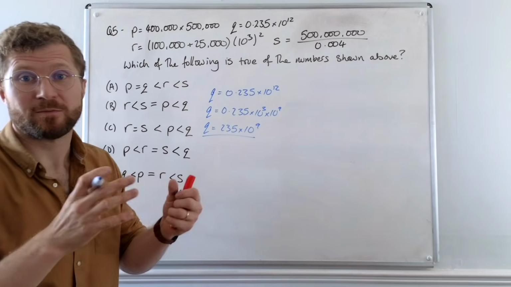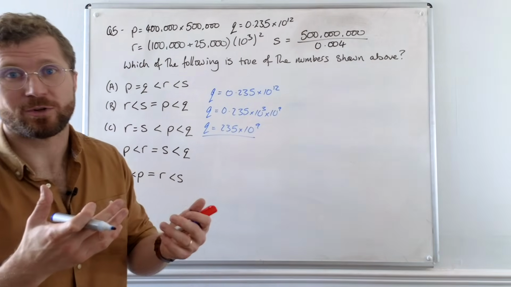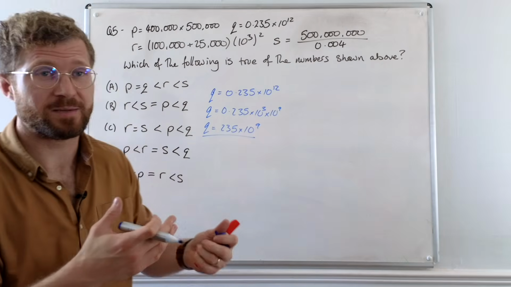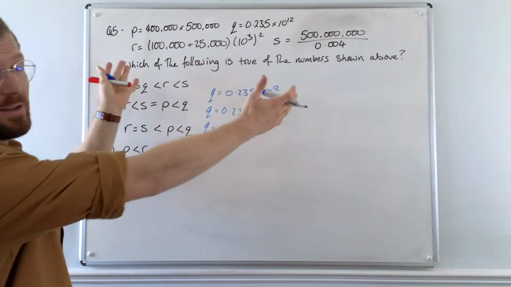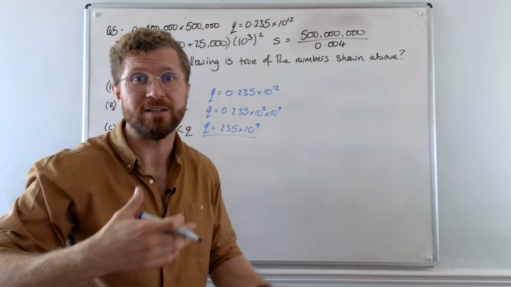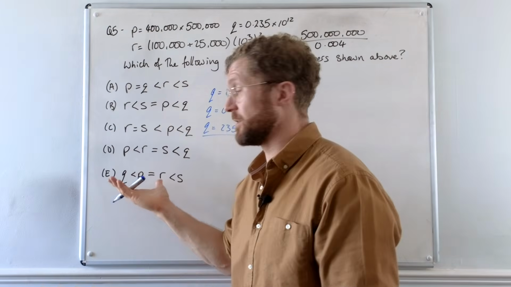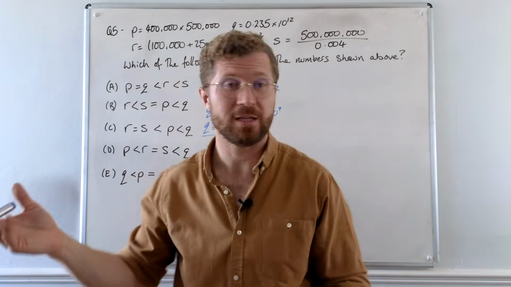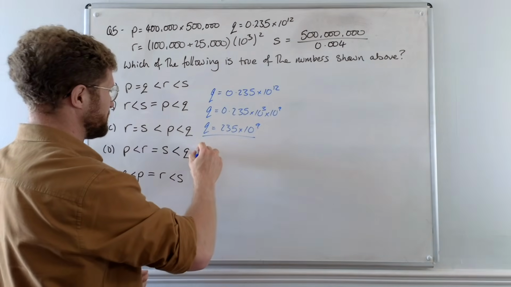Okay, so now I've got a format that I can work with. Q is 235 times 10 to the 9, and if I can turn the other numbers into a similar format, then I can start to compare them, and we might get something we can work with here. So let's take a look at P.